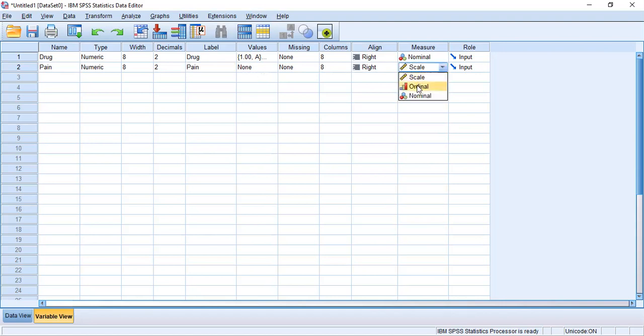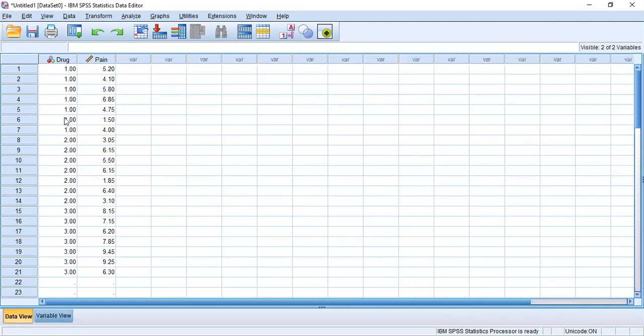Scale measure is basically scale. So coming to data view, this is the data. Drug and pain are two variables. Drug is the independent variable, pain is the dependent variable. Now we are moving to something called analysis.